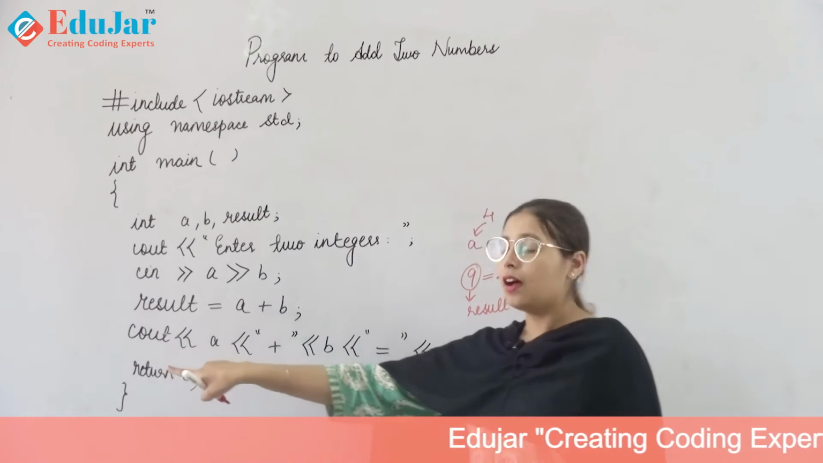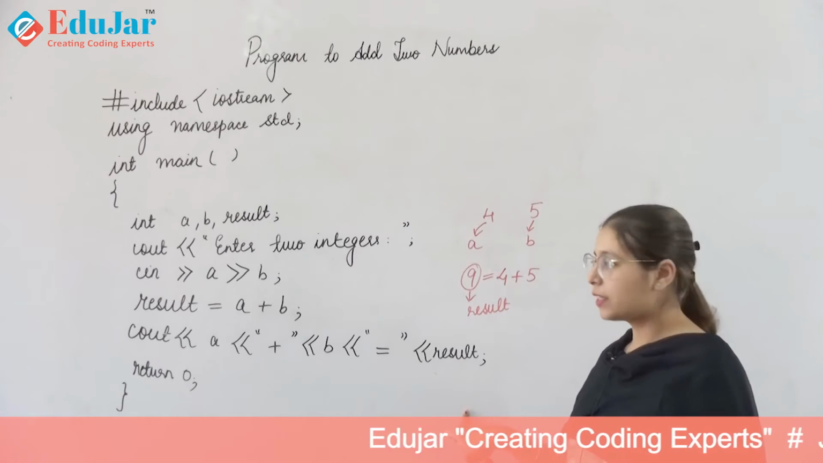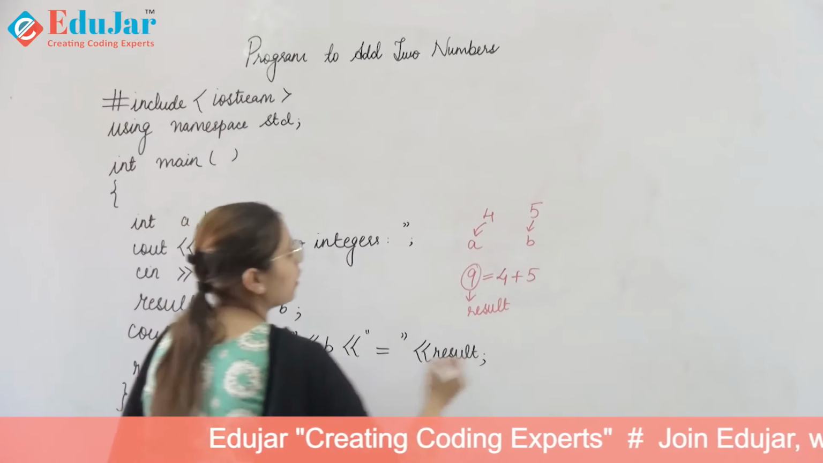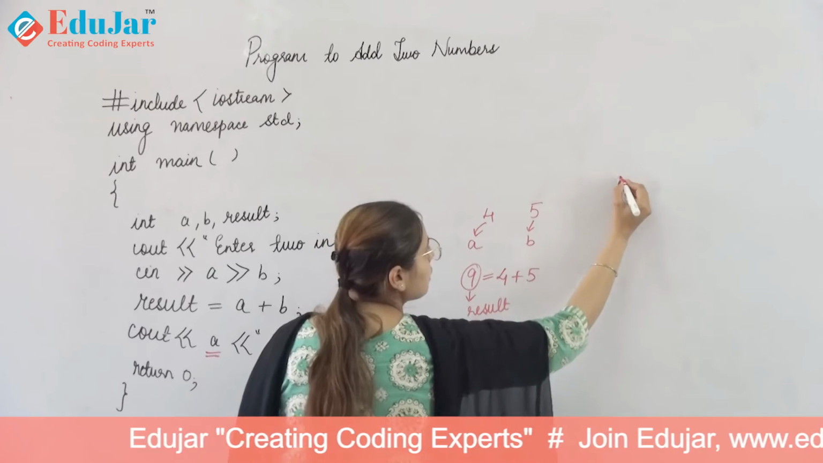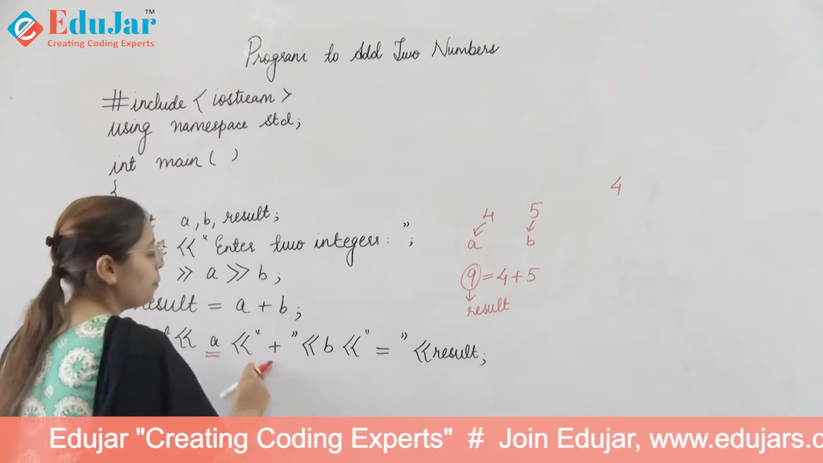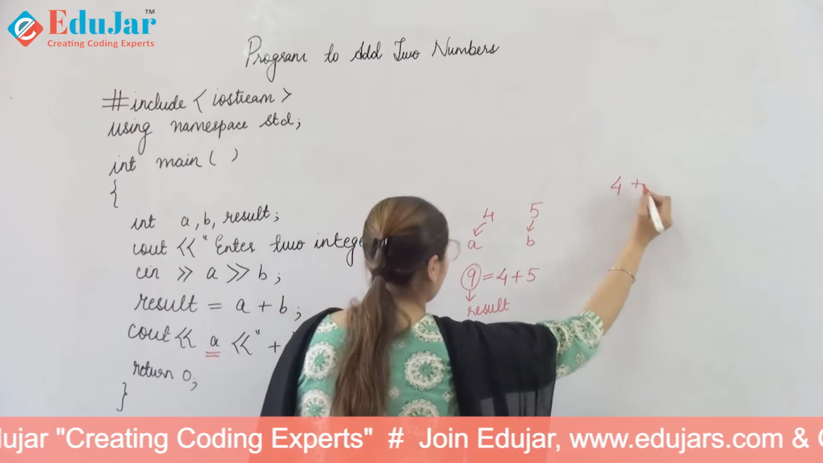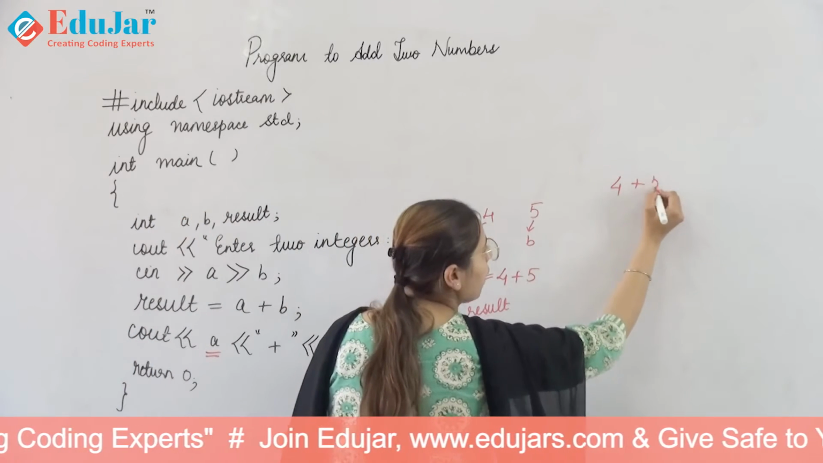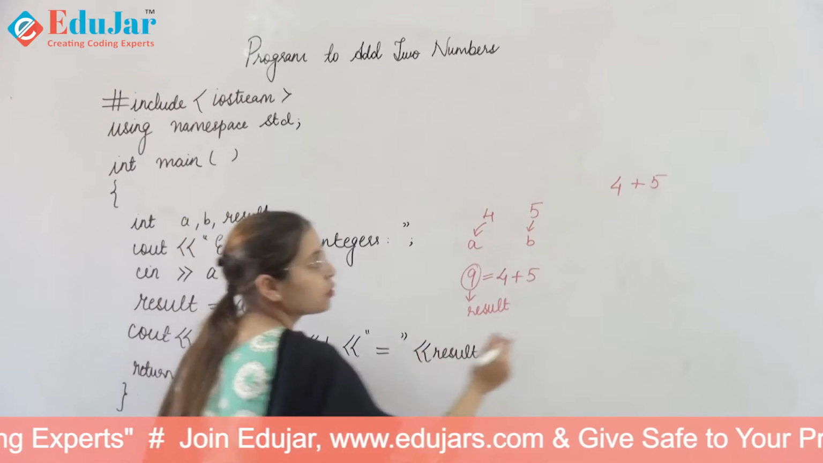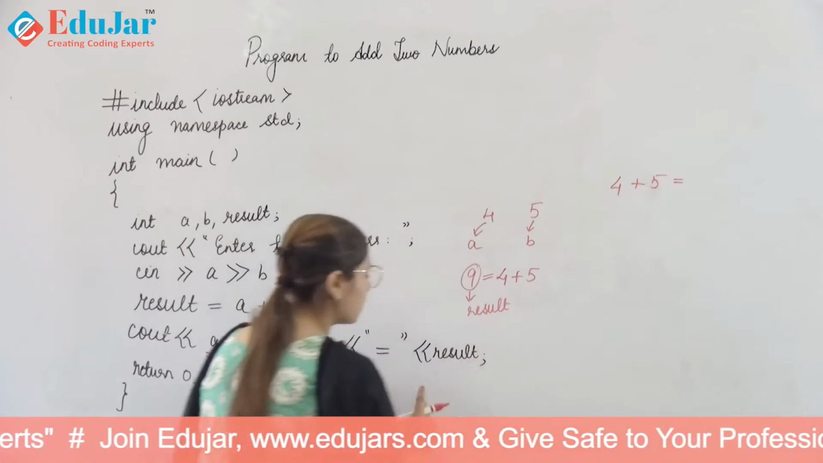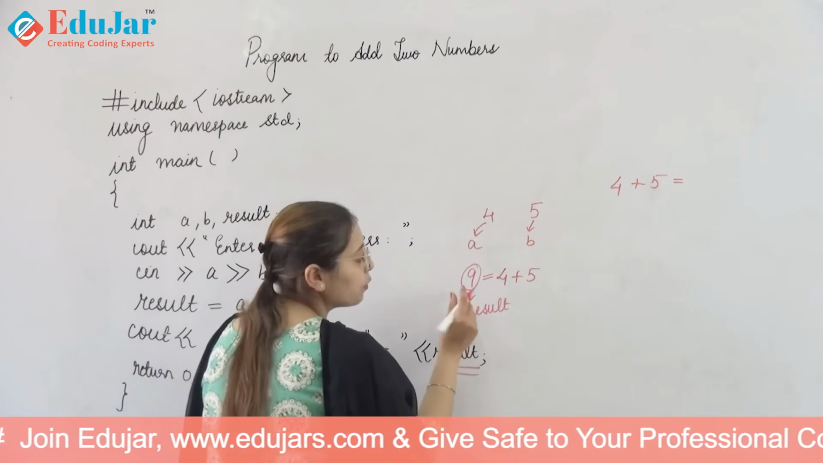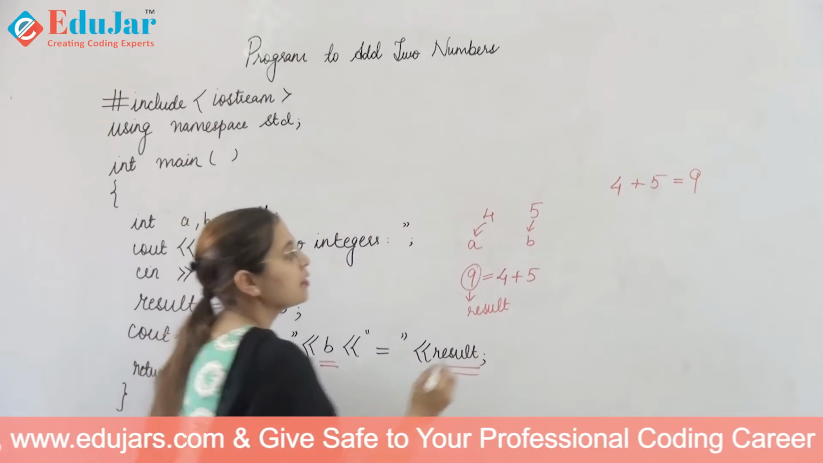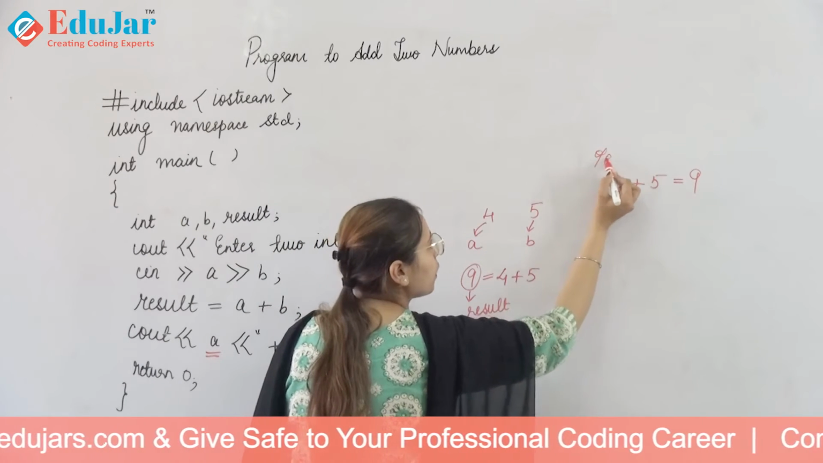The final output will be displayed on the screen. It will show a, this is the value of a. What is the value of a? It is 4. 4 plus b, meaning the value of b. So 4 plus 5 is equal to result. What is the value of result? The value of result is 9. So 4 plus 5 is equal to 9. This is the final output of the program.